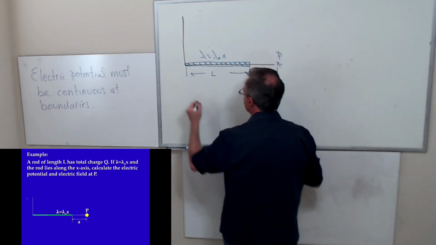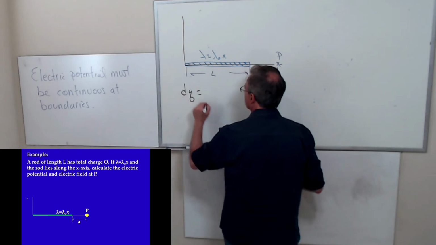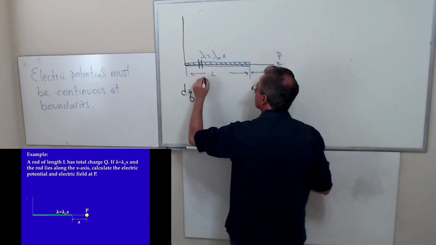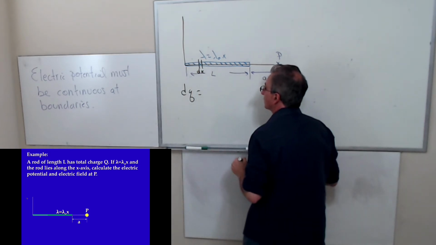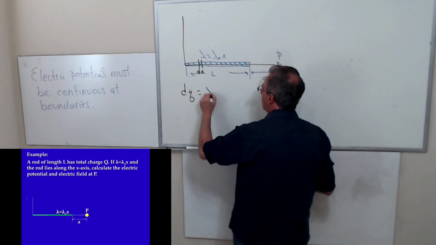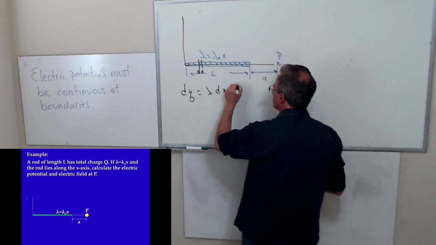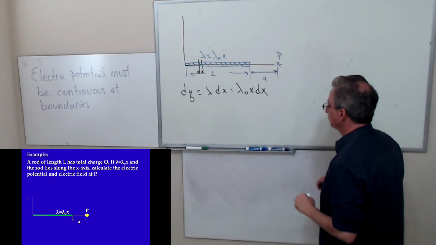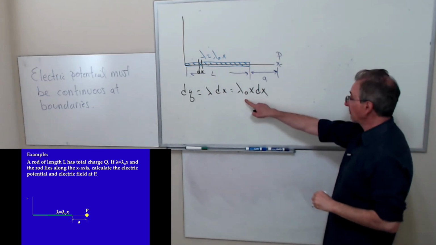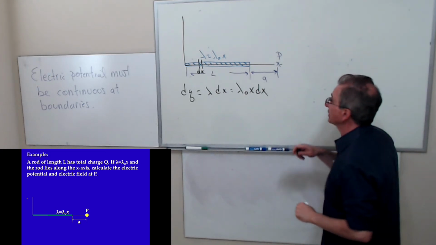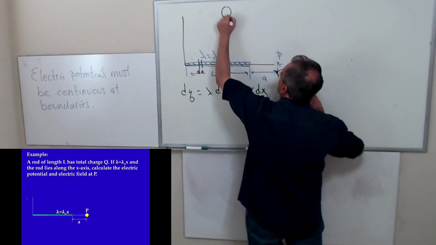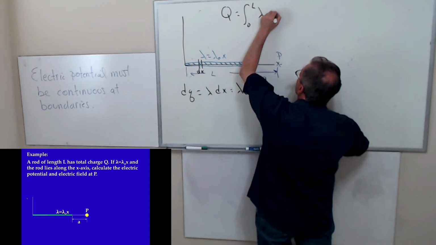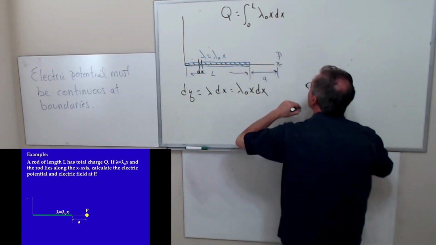So the first question is, what's our dq? I have to break this up into little pieces of length dx. This dq is going to be lambda dx, which is lambda naught x dx. We can figure out lambda naught because we know the total charge on this rod. This is like one of the exercises you did in the homework.